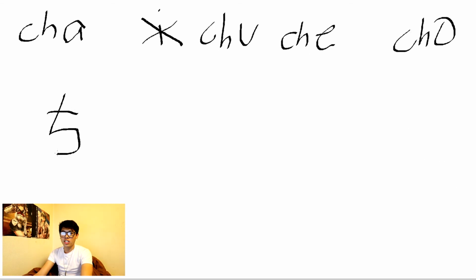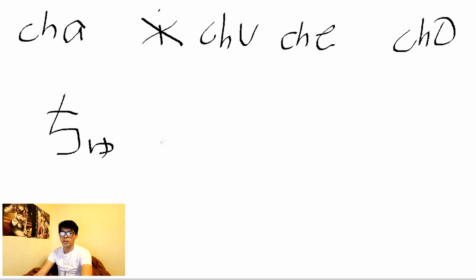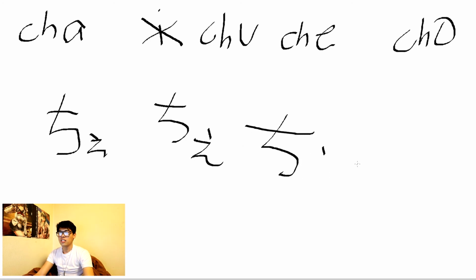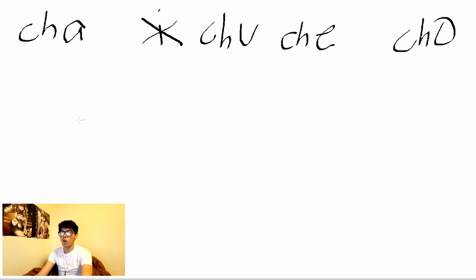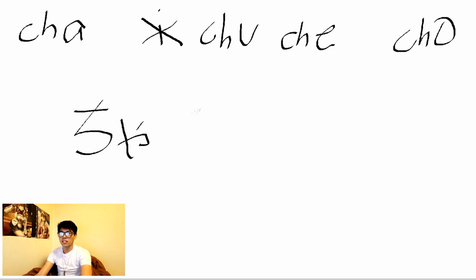From chi, of course, you just have to put small letter ya, to become cha. Okay? How about che? This is not common, so the most common are cha, chu, and cho only. So cho, small letter yo.